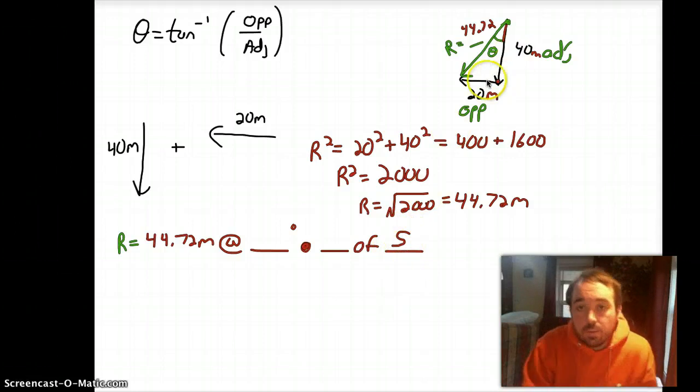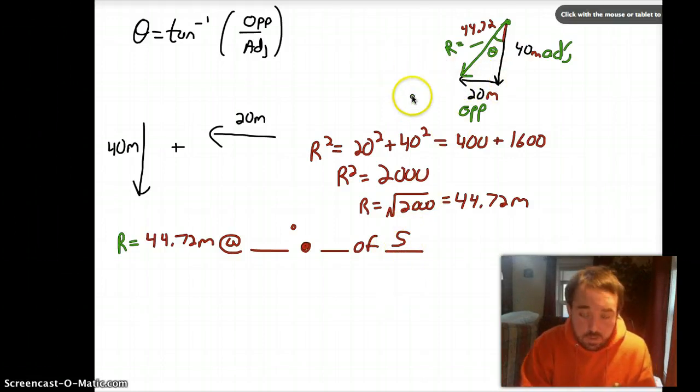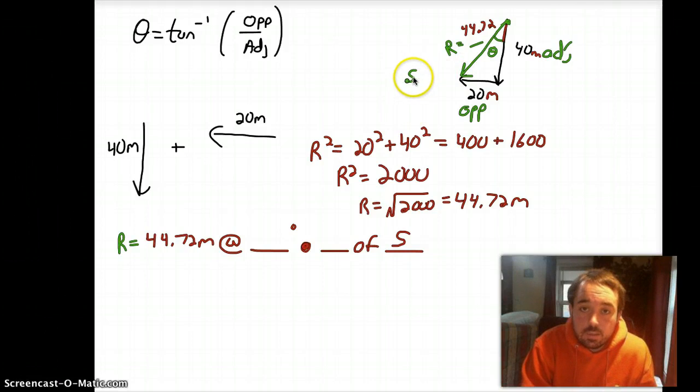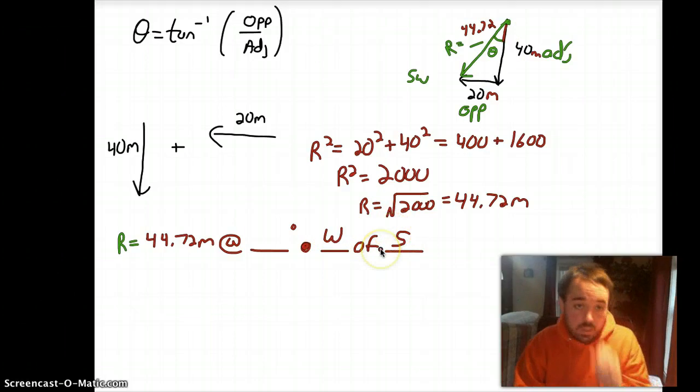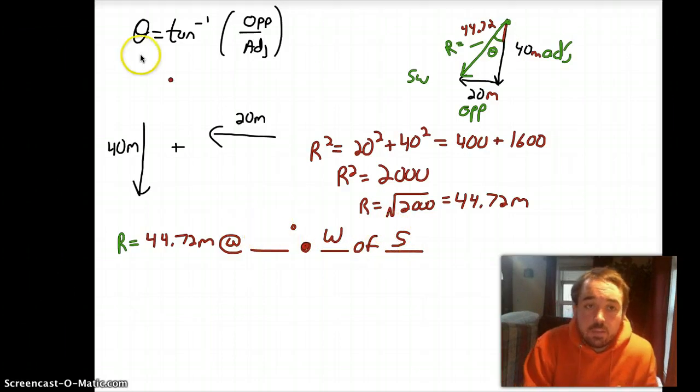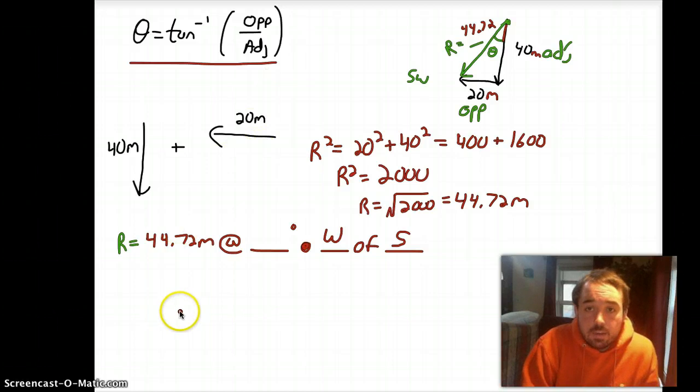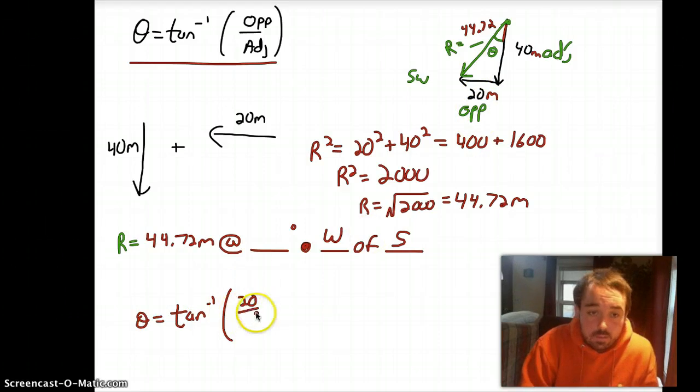And then we look at what direction this is. This green vector itself is in the southwest quadrant. We've already used south, so the thing we're left with is west. So this angle is west of south. And we have to find this angle, but that's where our equation comes from. So the angle is going to be inverse tangent of, our opposite side is the 20, divided by the adjacent side is 40.